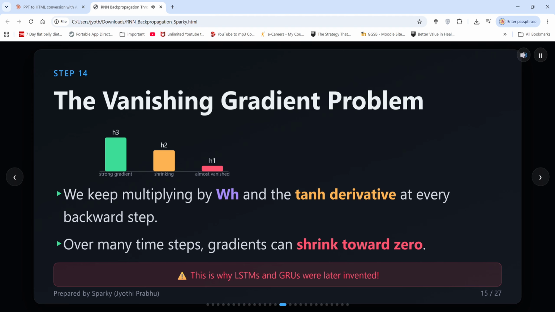Now, an important challenge with RNNs. Since we keep multiplying by Wh and the tanh derivative at every step going backward, over many time steps these gradients can shrink towards zero. Look at this bar chart. The gradient starts strong near the output, but shrinks the further back it travels. This is called the vanishing gradient problem.